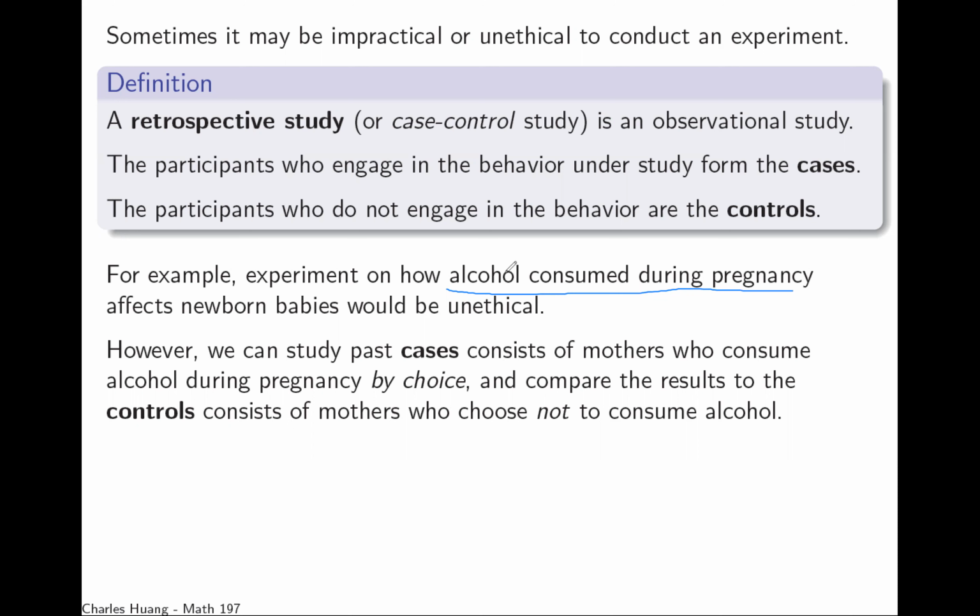So what we can only do is study cases where mothers drink alcohol during pregnancy themselves by choice. They decided themselves, and we compare it to mothers who did not drink alcohol during pregnancy. We are doing observation, and by separating these past cases into two groups, it's almost like doing an experiment. We call this type of study retrospective studies.